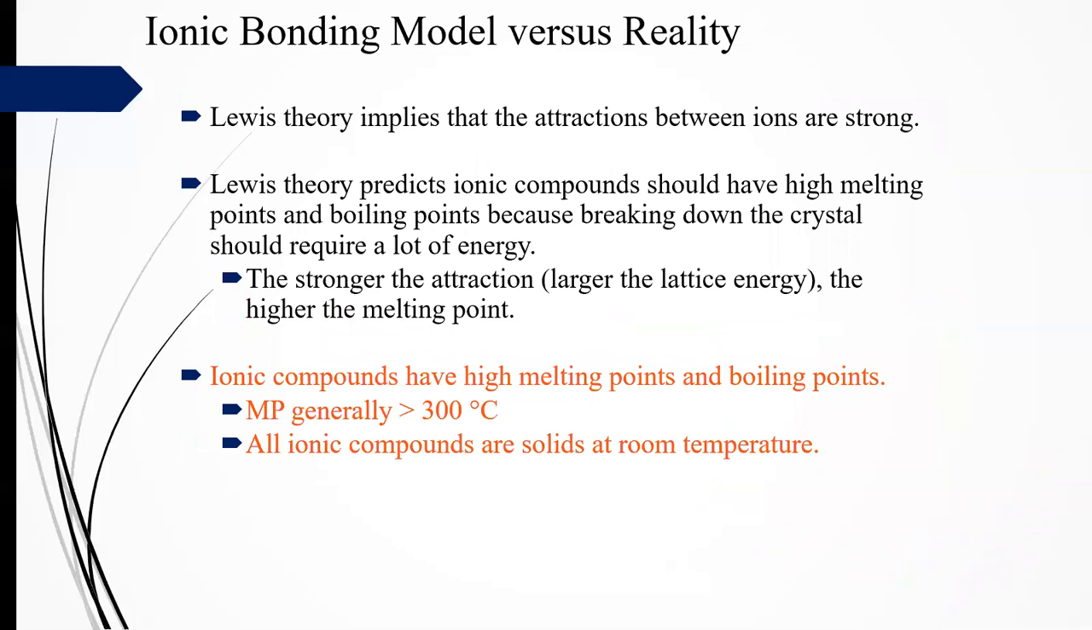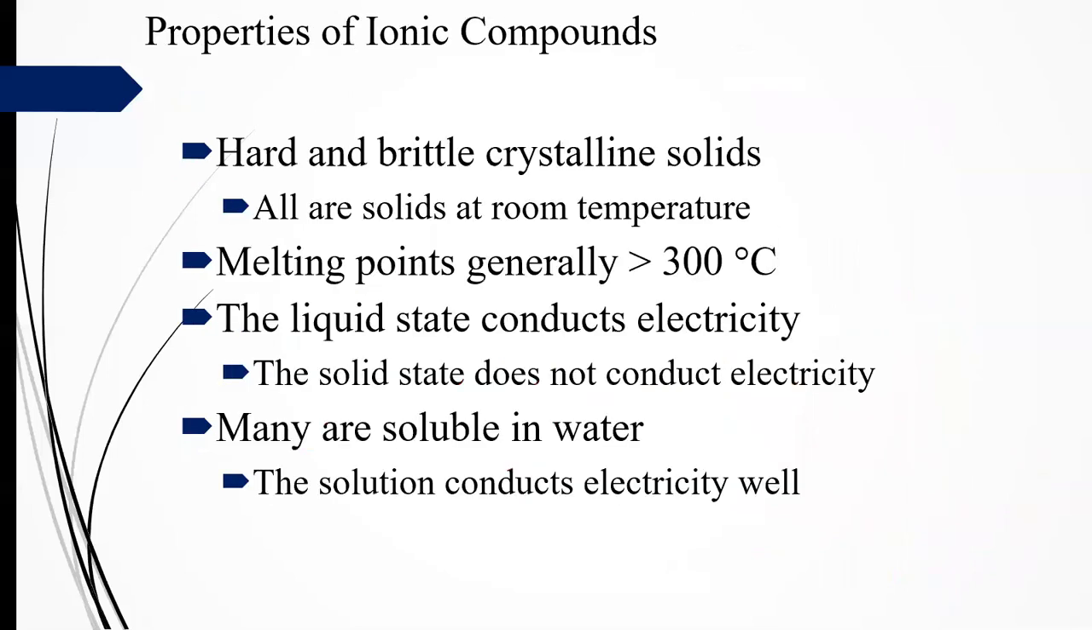Now, Lewis theory generally says that the attraction between ionic compounds is large. It's why most of our ionic compounds are going to be solids. There are a couple of properties of our ionic compounds. They're hard, brittle, crystalline solids, and they generally have really high melting points.